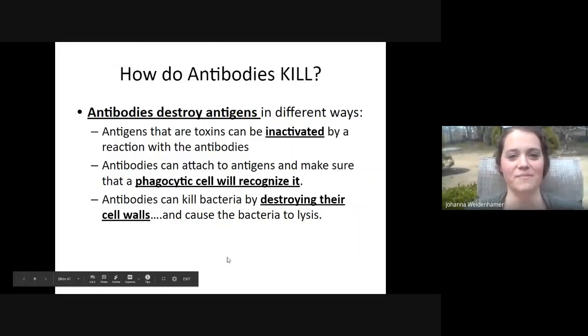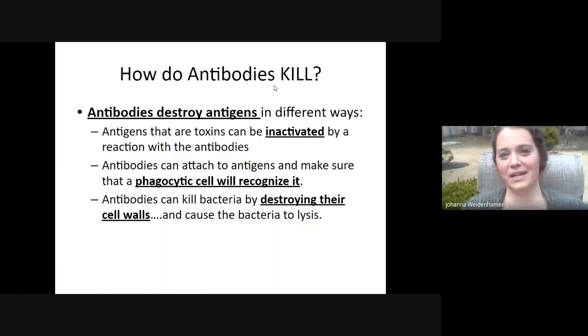And right over here, antibodies, how exactly are they helping us? How do antibodies exactly kill these pathogens? Again, kind of an overview right here. So again, antibodies destroy antigens in three different ways. First one, antigens that are toxins can be inactivated by a reaction with the antibodies. Number two, antibodies can attach to antigens and make sure that a phagocytic cell will recognize it. That's what we were talking about before with the eater cells. And three, antibodies can kill bacteria by destroying their cell walls and cause the bacteria to lysis.